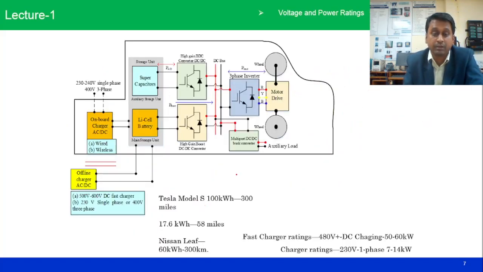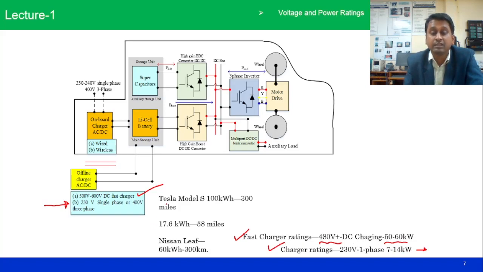Let us summarize: I have already mentioned different voltage levels of the electric vehicle. Now let us discuss the power rating. For fast charging, if fast charging is used to charge the battery, the rating is basically from 50 to 60 kilowatt, and the voltage rating is 480 volt plus. That means a 500 to 600 volt system is required. Now, if a single phase 230 volt or a three phase 400 volt system is used, then the charger rating should be 7 to 14 kilowatt.